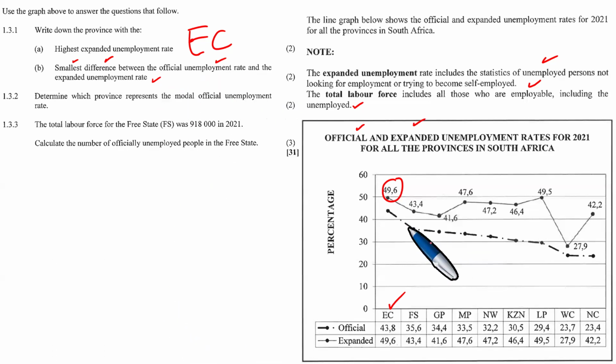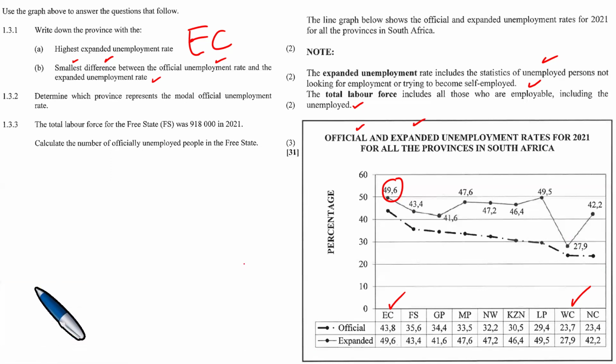So now you need to look at the graphs and look at where the graphs are closest to each other. Where are the graphs the closest to each other? That will give you the smallest difference. Which province? What do you think? It's the Western Cape.